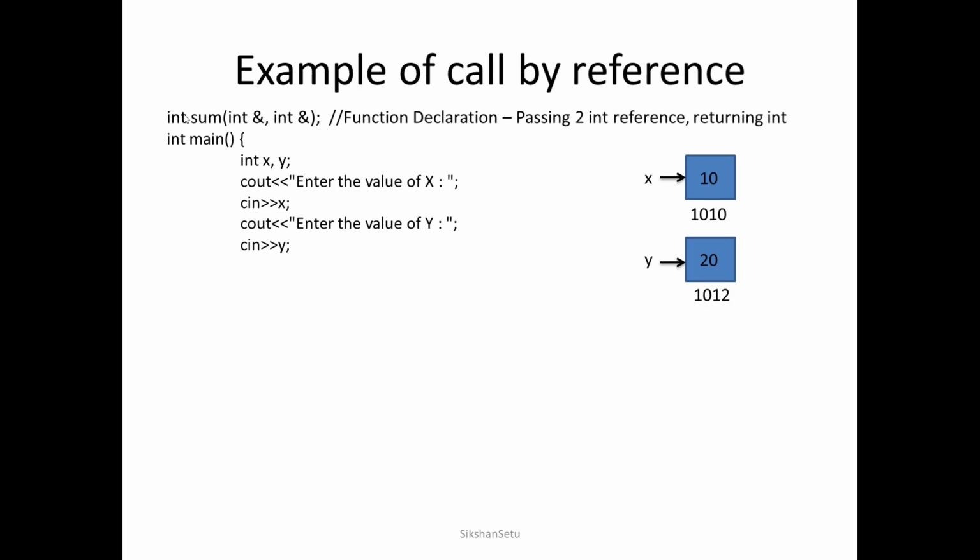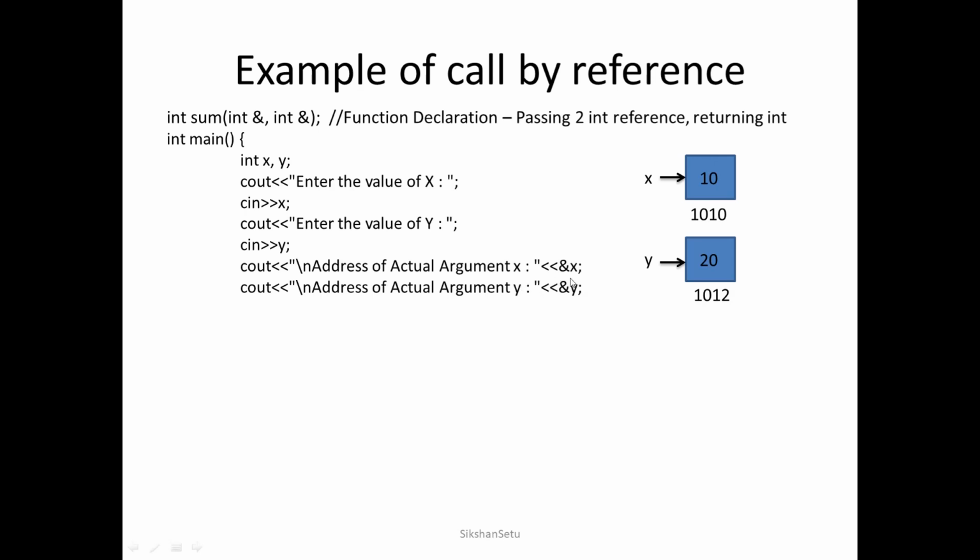Now, we are taking the values of x and y from the user. Suppose the user has entered the value of x equal to 10. So, 10 will come over here, and the user has entered the value of y as 20, it will come over here. Now we are printing the values of the actual arguments. Actual arguments means x and y, which we will be using in the function call.